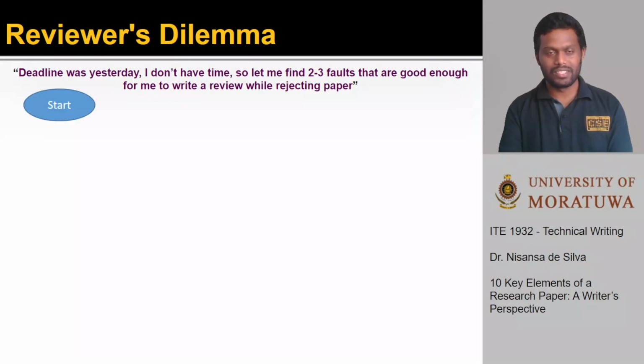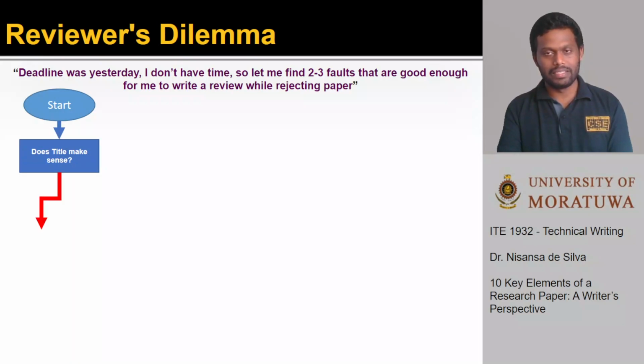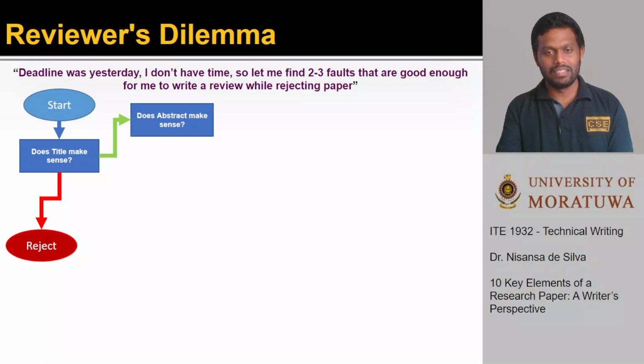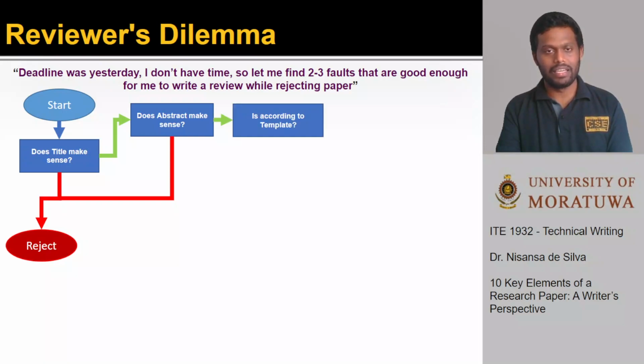So, let's see how a paper is going to go through the reviewing process with a single reviewer. The reviewer would start and see whether the title makes sense or not. If it doesn't make sense, reject. If it does make sense, they will read more carefully to see whether the abstract makes sense. If not, reject. Next, if it makes sense, again read carefully to see whether it is according to the template. If not, you guessed it, reject.